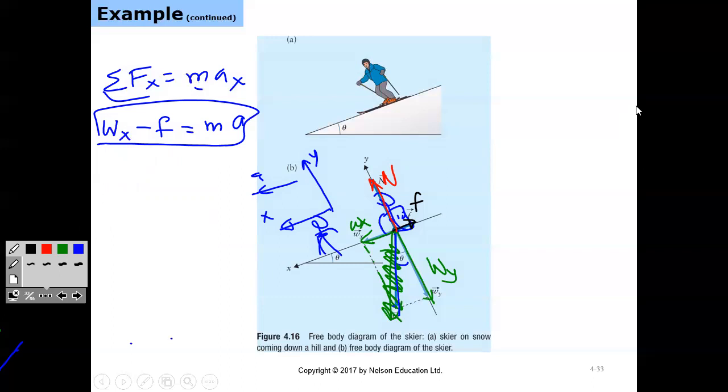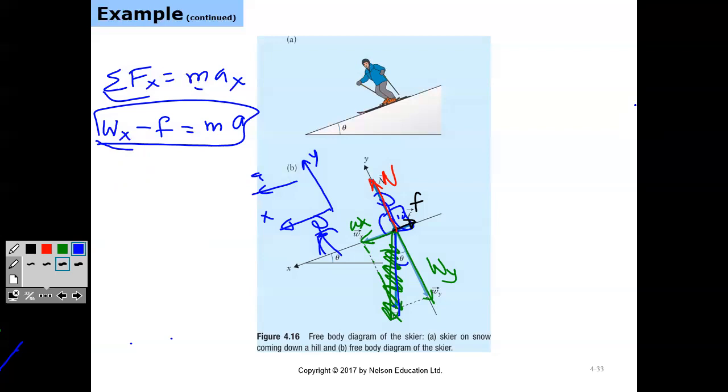But this being a two-dimensional problem, I can apply it along the x direction and in the y direction. Let me start with the x direction. So net force in the x direction is equal to mass into acceleration in the x direction. Force in the x direction is, could you please be quiet, please?